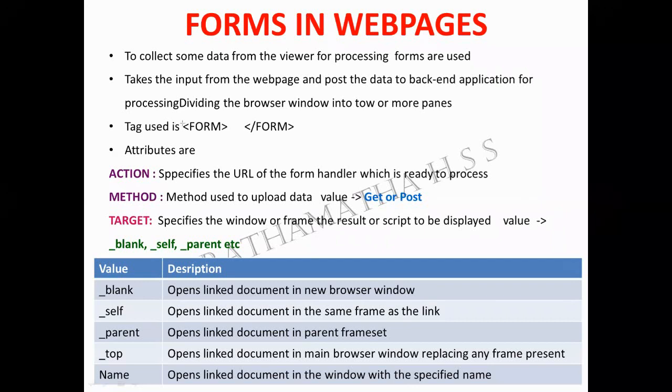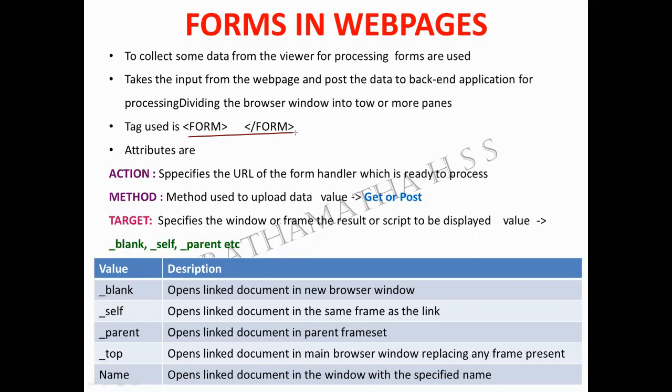Okay, so here it is. And the attributes are mainly action and method. Target, we generally don't use at this early level.